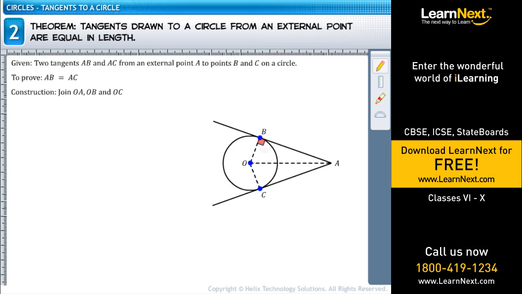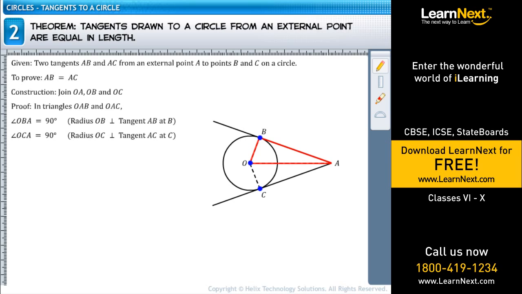Here OB is perpendicular to AB, since the tangent at any point on a circle is perpendicular to the radius drawn to its point of contact. That is, angle OBA is equal to 90 degrees. Similarly, angle OCA is equal to 90 degrees.